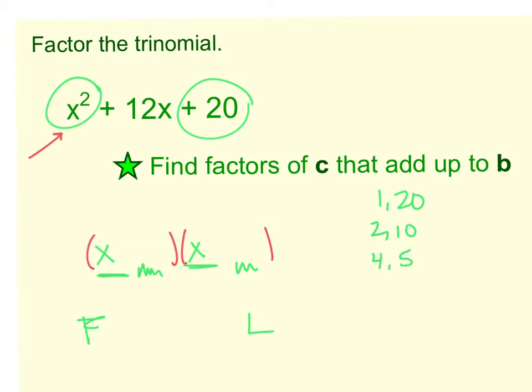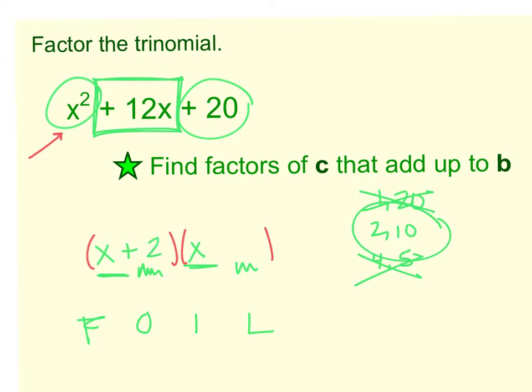So how do we know which factor pair it's going to be? That's where we have to make sure that the outside and the inside terms of foiling will add up to give us a 12x. So of those factor pairs, do any of those add up to 12? 1 plus 20 is 21, 4 plus 5 is 9, but 2 plus 10 is 12. So we're going to say plus 2 and plus 10.